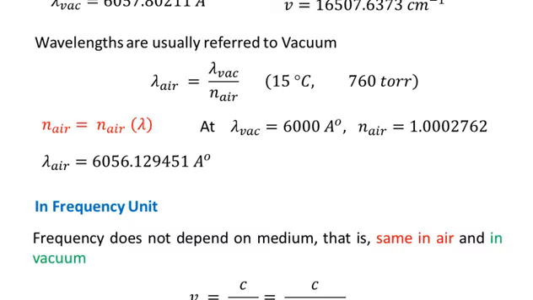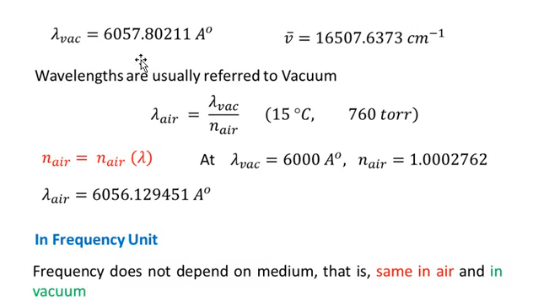So you have the value of lambda vacuum over here, which is 6057.80211 angstrom, and lambda air, the same wavelength in air, will be equal to 6056.129451 angstrom. And you can see that the difference between these two quantities is of course significant. So you can specify your wavelengths in vacuum, or you can give your wavelengths in air.